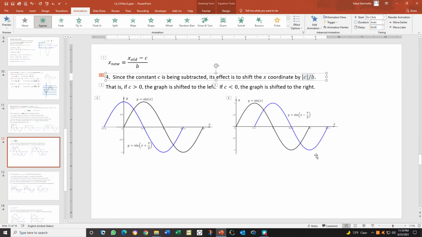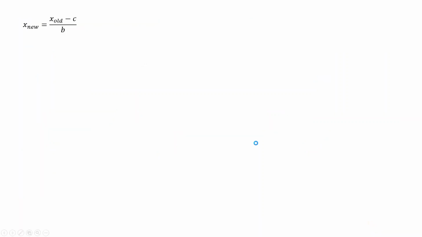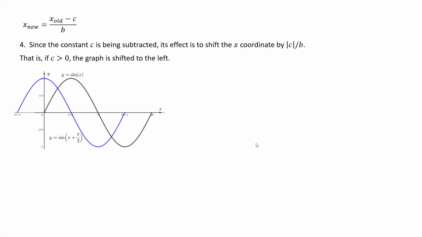Okay. And also it depends on b, right? If b is negative or positive. So let's assume that b is greater than 0. Okay. Quite conveniently, in all my examples, I'm making b to be 1.